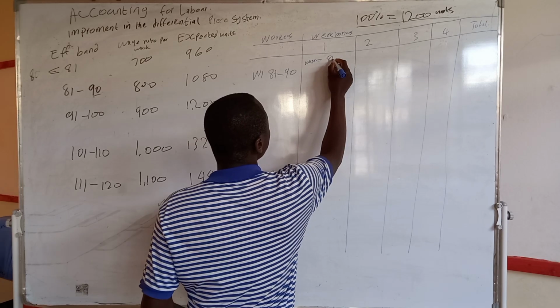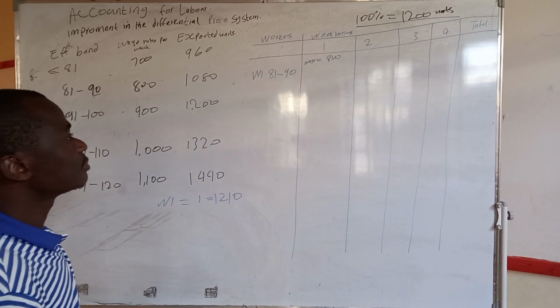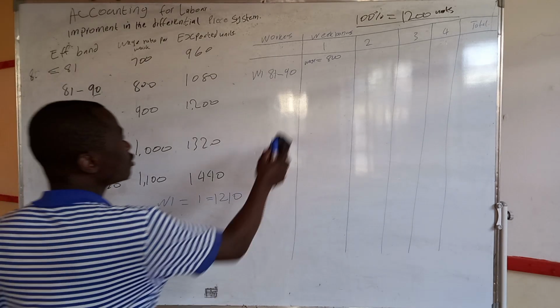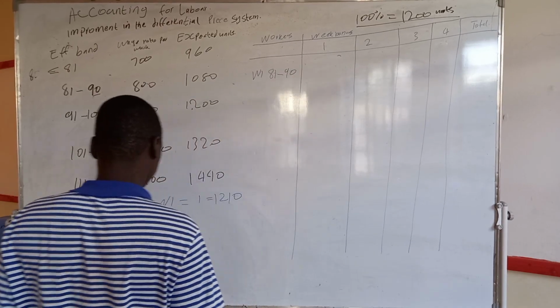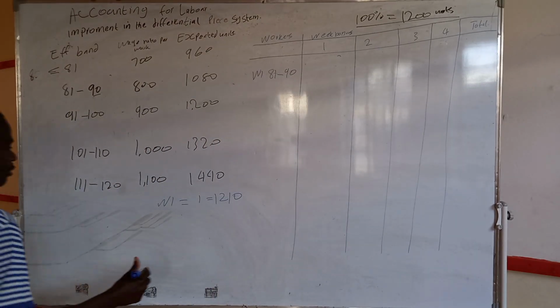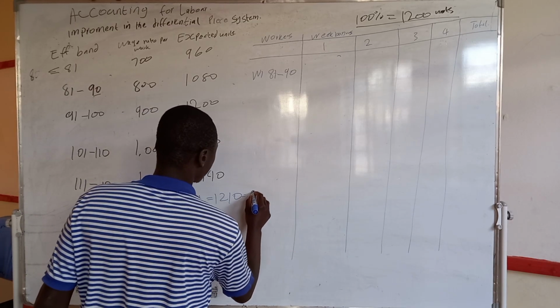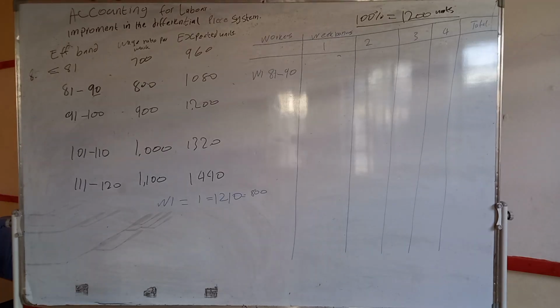This 800 is guaranteed. Let us remove it here and say the guaranteed wage is 800. Okay? Then bonus.